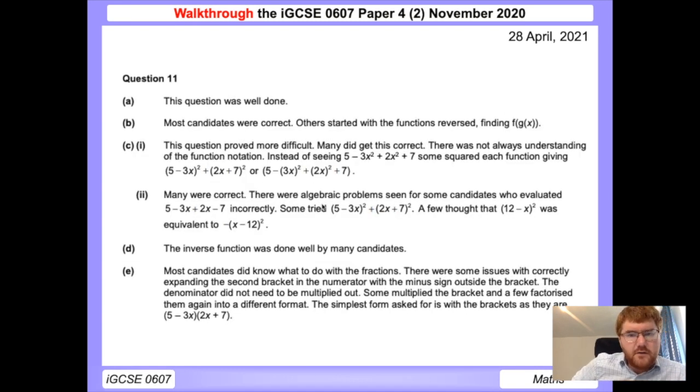Generally, the first parts were done quite well. Interestingly, that question CI wasn't always done correctly, and they fell for the typical idea here of squaring the whole function and not just squaring the x. Inverse was done well. It's a standard kind of question, and most people knew how to deal with the algebraic fractions. So if you're looking for those higher grades, you need to be getting question 11 correct.